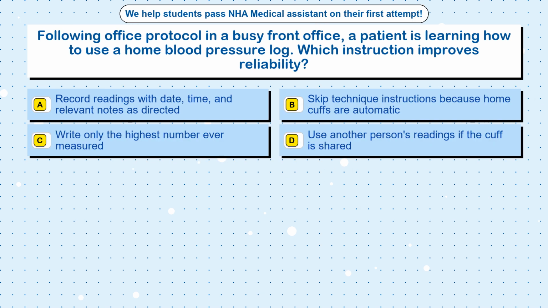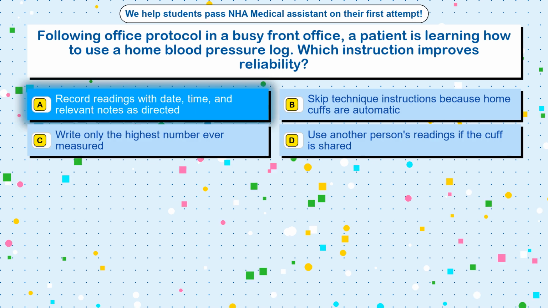Question 51. Following office protocol in a busy front office, a patient is learning how to use a home blood pressure log. Which instruction improves reliability? Option A, record readings with date, time, and relevant notes as directed. Option B, skip technique instructions because home cuffs are automatic. Option C, write only the highest number ever measured. Option D, use another person's readings if the cuff is shared.